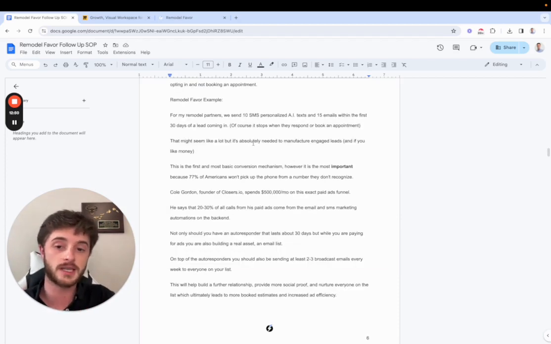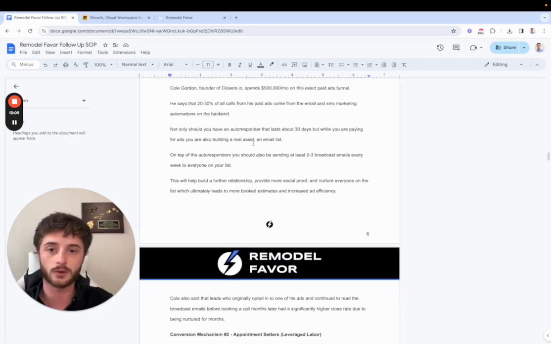This might seem like a lot. It really might seem intense that we're sending this many messages and this many touch points, but it's absolutely needed to manufacture engaged leads. And also, if you like money, of course, you're going to need to do this. So Cole Gordon, the founder of Closers.io, spends about $500K per month on this exact paid ads funnel. And he says that 20 to 30% of the calls that came from his paid ads came from email and SMS marketing on the back end.